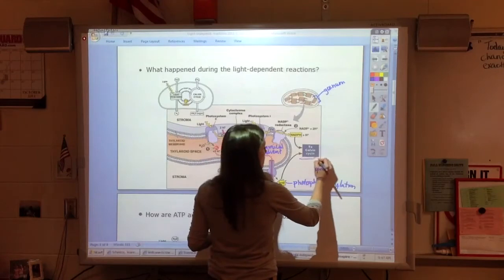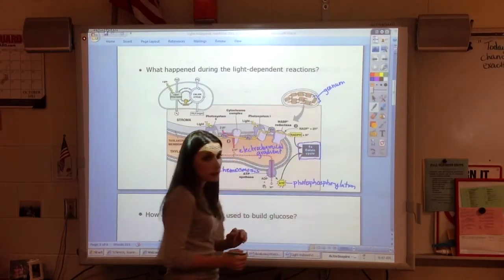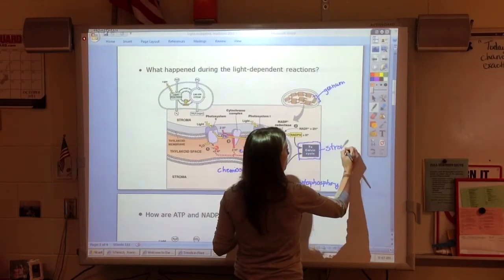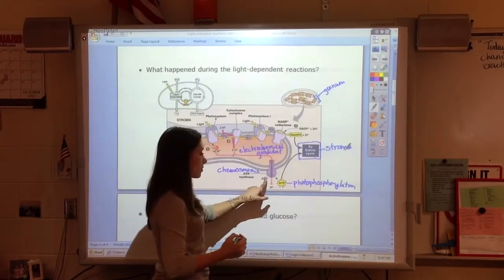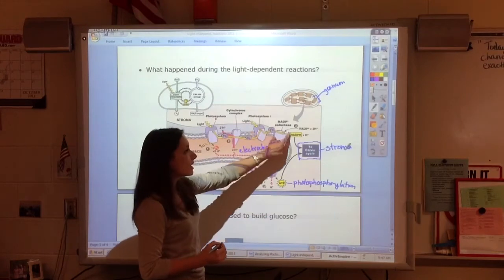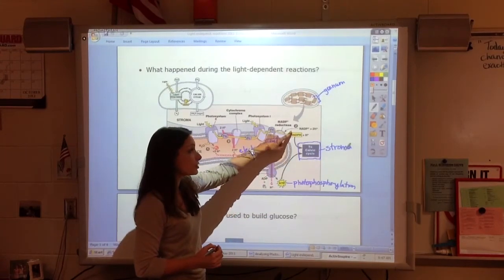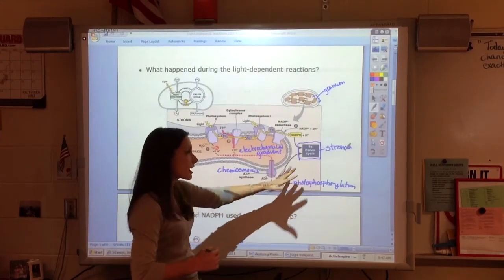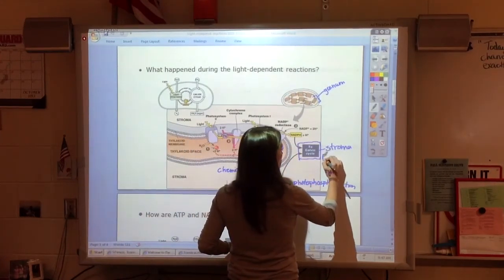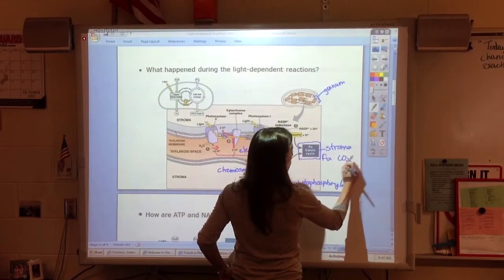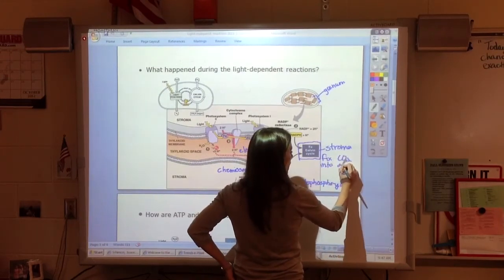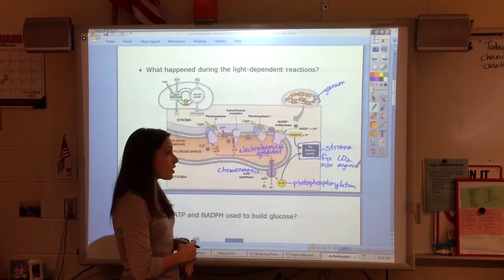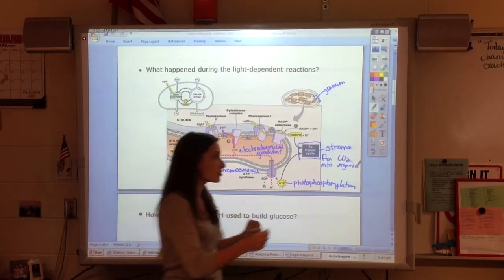And so what we're looking at today is something called the Calvin cycle, and this is going to occur in the stroma. So we're already there in the stroma. ATP is made out here. NADP plus is reduced in the stroma. So we're already in the stroma, and the Calvin cycle is going to be where we fix CO2 into an organic form. So that's what we're going to look at next, what's called the light-independent reactions.